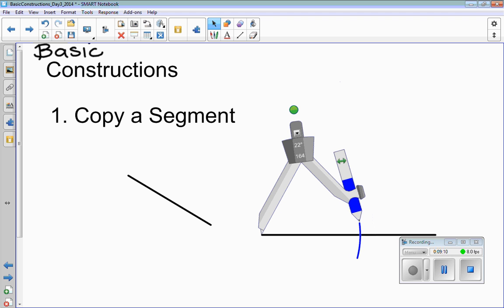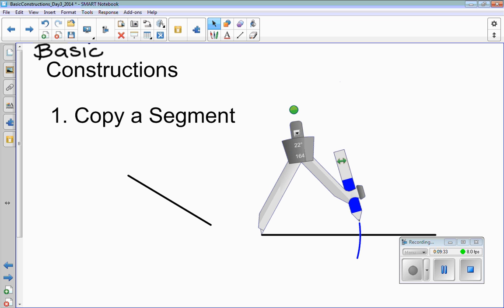The easiest way to do that is to hold the point part down and actually slide the paper. Did you hear me? Actually sliding the paper itself is easier than trying to actually move the compass. The paper slides a little bit easier.